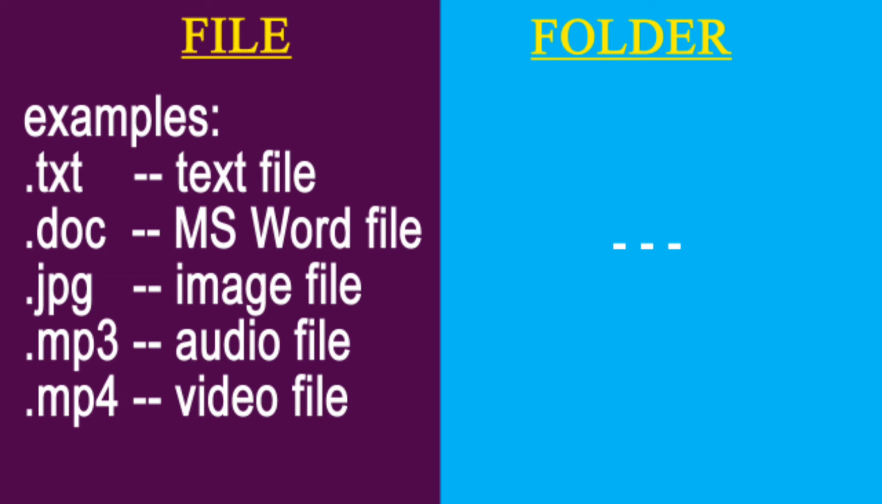Examples of file extensions. Text file extension is .txt. MS Word file extension is .doc. .jpg is one type of file extension of image file. .mp3 is one type of file extension of audio file. .mp4 is one type of video file extension.